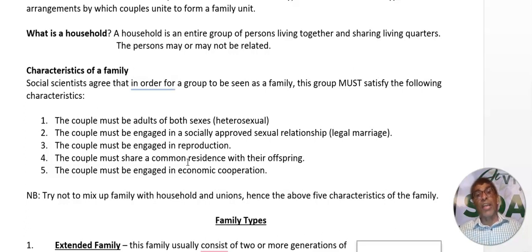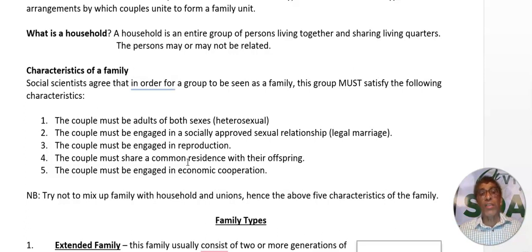Remember, we're looking at 5. The fifth: the couple must be engaged in economic activity. Well, all of them will be engaged in economic activity. All right. So these are 5 criteria. Let's pause. Criterion is singular. Criteria is plural. You have to bear that in mind. So if we use one, we call it a criterion. If we use more than one, we call it criteria.